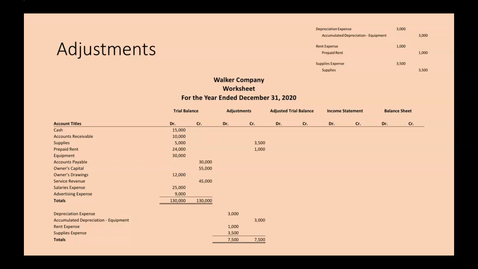Then our final adjusting entry, we debited supplies expense and credited supplies for $3,500. Here, we didn't have supplies expense originally, so we had to add that one in at the bottom. So we show that that account was debited $3,500. And then we go back up to supplies and we show that supplies was credited $3,500. Now, after you list out all of your adjustments, you need to add up your debit and credit column to show that they equal.